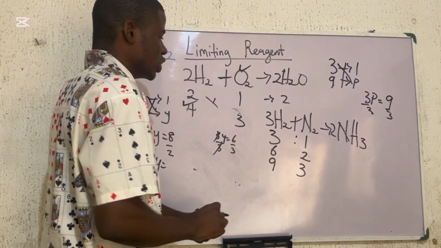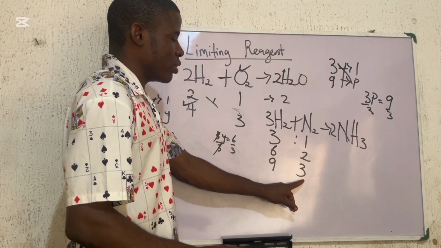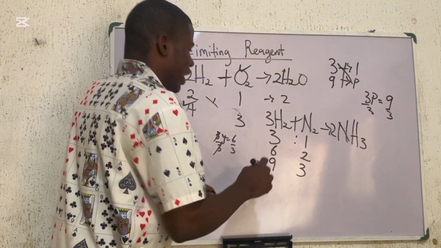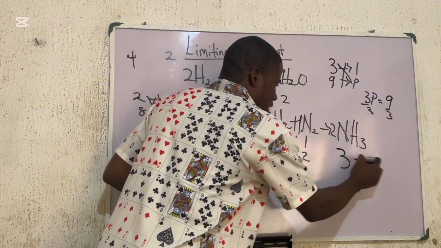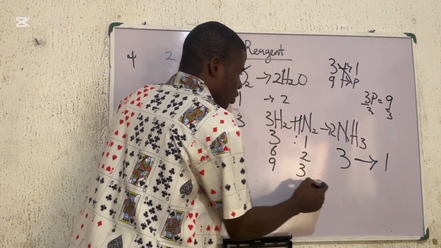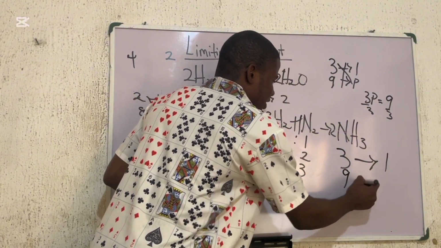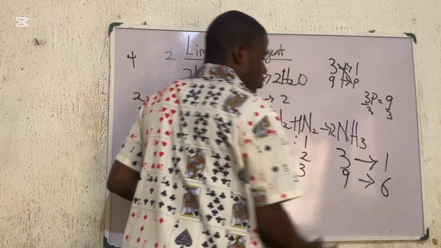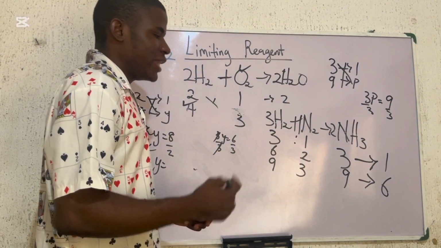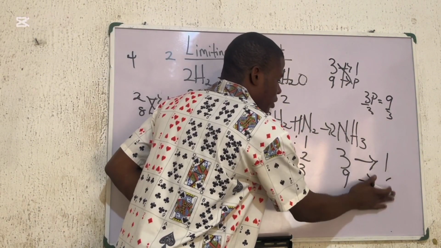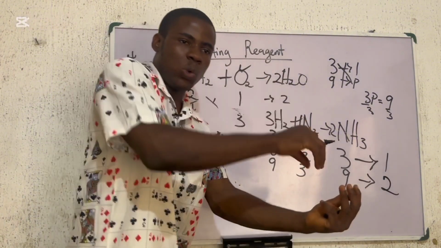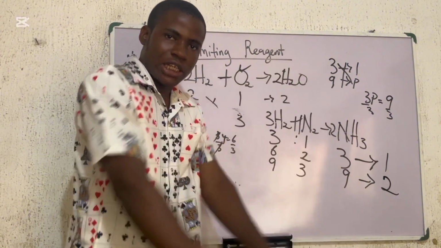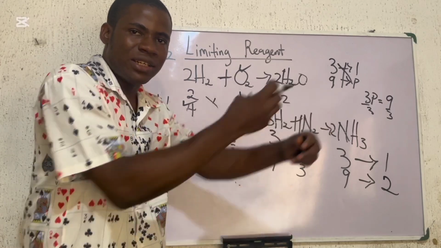9 will react with 3. So since we know that 9 is meant to react with 3, let me ask you a question. I will know that the standard condition says that 3 will react with what? 1. 3 will react with 1. If I now ask you, if 9 moles now react with 2 moles, then I ask you which one is the limiting reagent? Which is the limiting reagent?